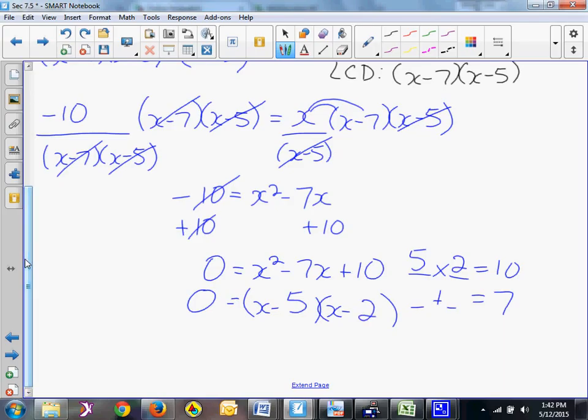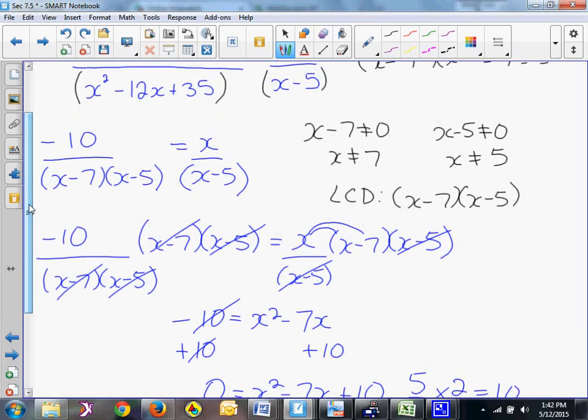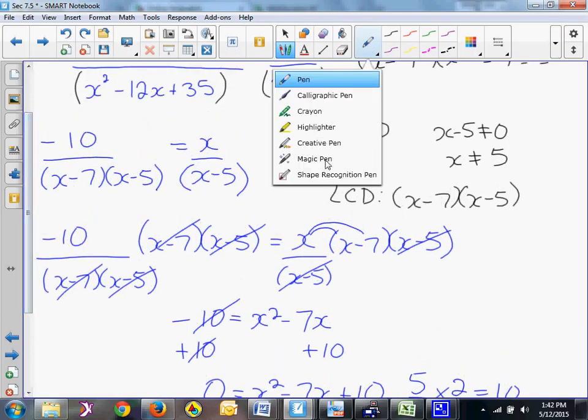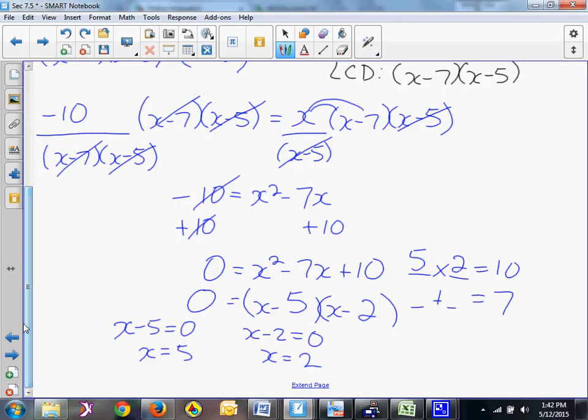So that tells us x minus 5 is 0 or x minus 2 is 0. So x is equal to 5 or x is equal to 2. And we're going to see if we have any extraneous roots. So I need to check those with my non-permissible values. We're told that x can't be 5. So that answer is not okay, so we're going to get rid of it. Bye-bye. So our only answer that's okay is x is equal to 2.